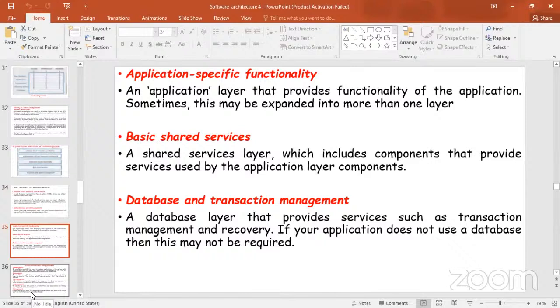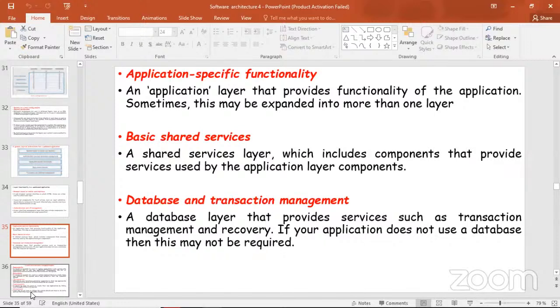Application-specific functionality: an application layer that provides the functionality of the application. Sometimes this may be expanded into more than one layer. Basic shared services: a shared service layer which includes components that provide services used by the application layer components. Database and transaction management: the database layer provides services such as transaction management and recovery. If your application does not use a database, then this may not be required.